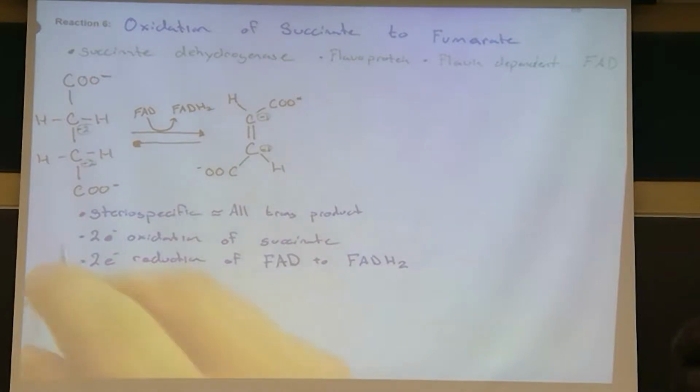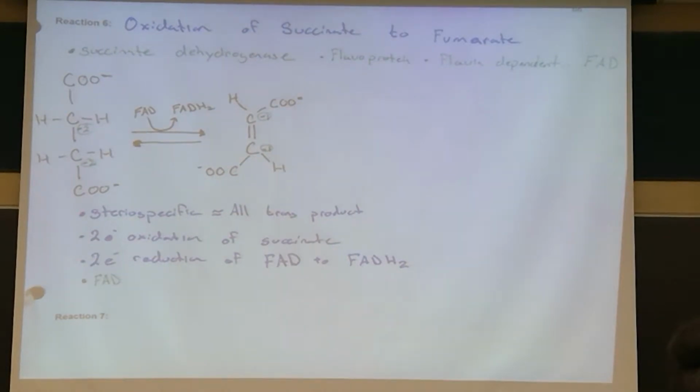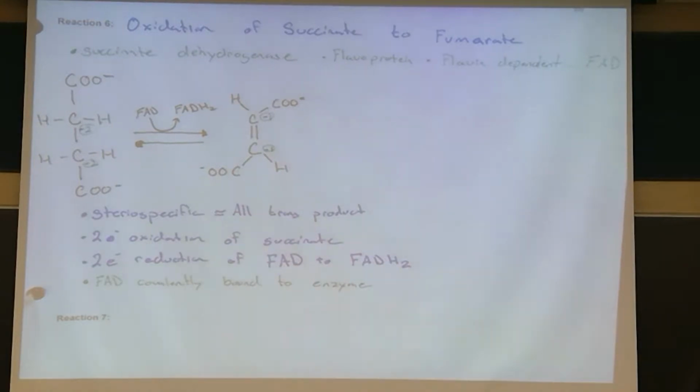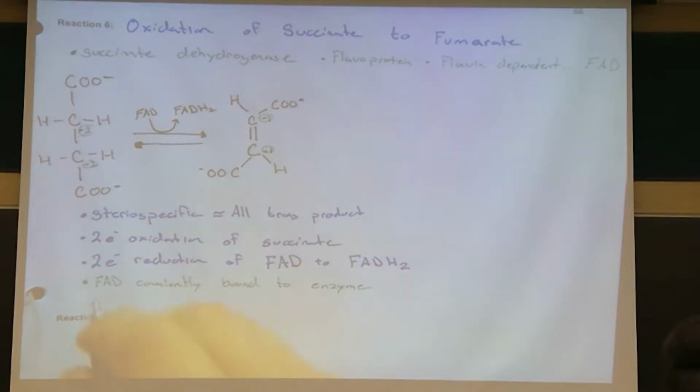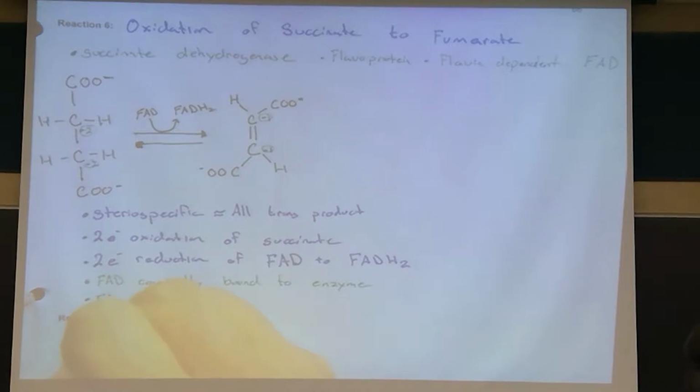A few things that are unique about this reaction. FAD is an electron carrier in this enzyme complex that is covalently bound. FAD is an electron carrier, yes. It is covalently bound to this enzyme. That's kind of weird. So how in the world does it convert to FADH2 and then take electrons into the electron transport chain?